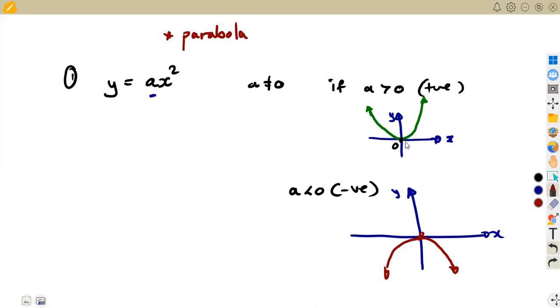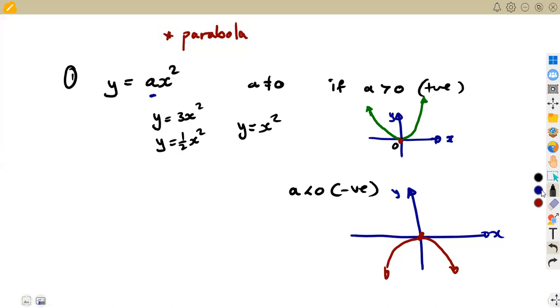Also, the turning points of these graphs are at (0, 0). This is our turning point. This is a condition where a is less than 0, where a is negative. Considering this, there are so many things that you can have. Yes, a is positive, but maybe this a is a fraction. Maybe we've got y is equal to 3x squared, and y is equal to half x squared, compared to the graph of y is equal to x squared.